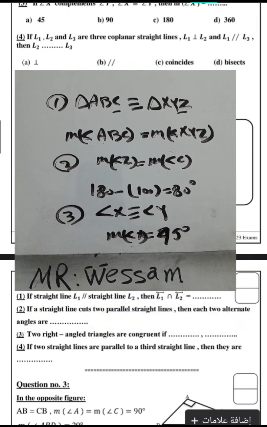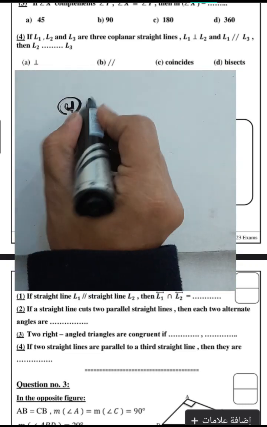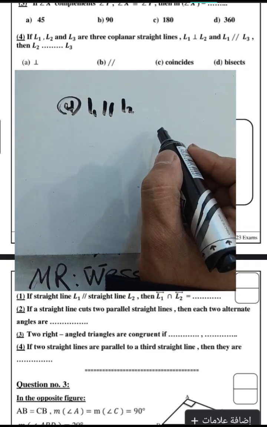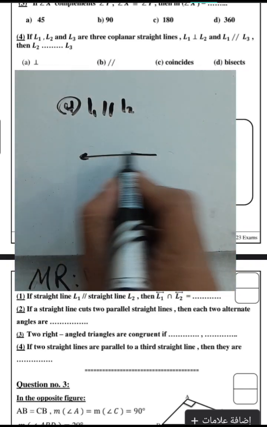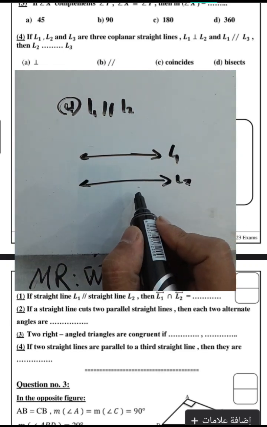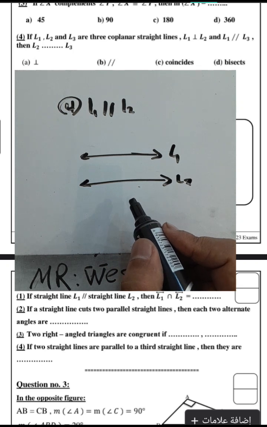Question number 4. If L1 is parallel to L2, and L3 are three coplanar straight lines, L1 here is parallel to L2 and L1 is perpendicular to L2.